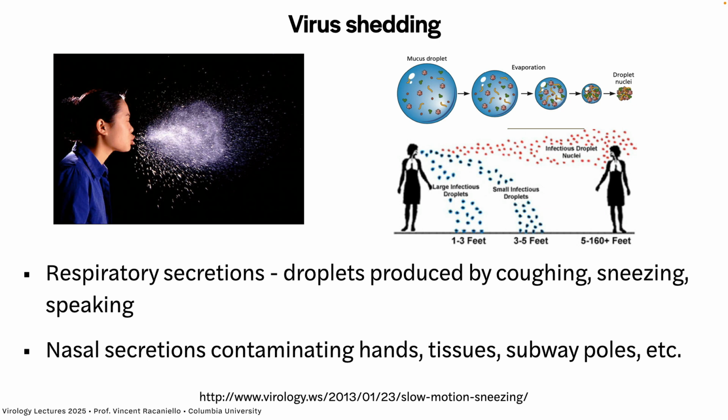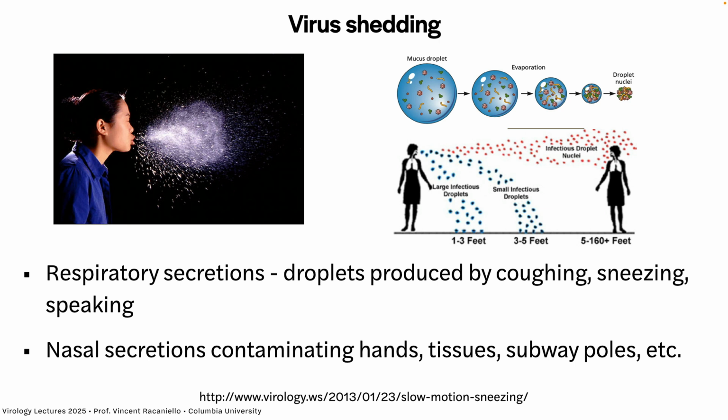So respiratory shedding involves droplets that you produce when you sneeze, when you cough, even when you talk. We're making droplets of different sizes. There are big droplets and intermediate size and small ones. And the big ones drop right to the floor in front of you, and so they're not likely to infect anyone. But some of them travel longer distances. You can see they're small droplets, 3 to 5 feet. So this is where the 6-foot distancing came into play.